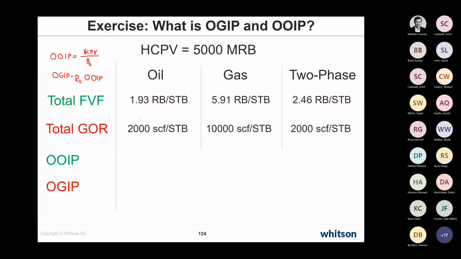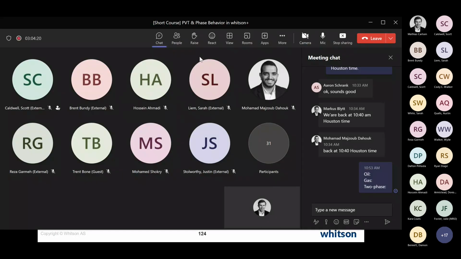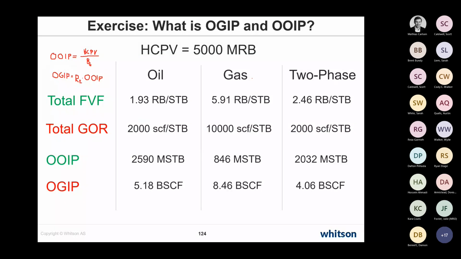Okay, have people been able to do the calculation? Should be fairly straightforward. You do this calculation, you'll end up with something like this. The first case is just the hydrocarbon pore volume divided by 1.93 gives you this, and then you take this number and multiply with the total GOR.